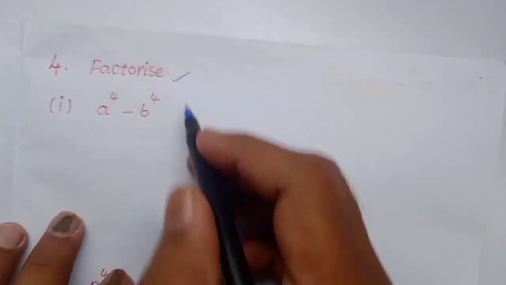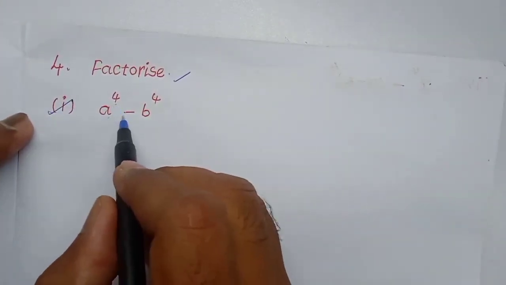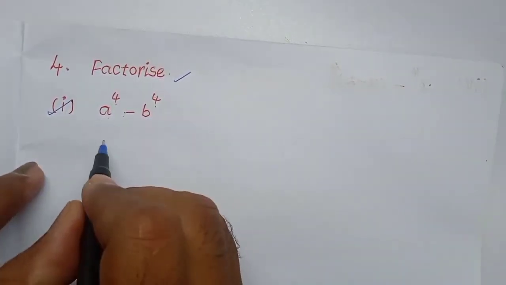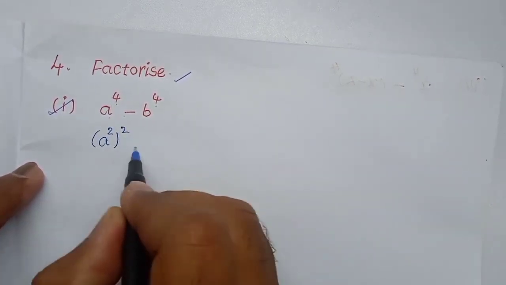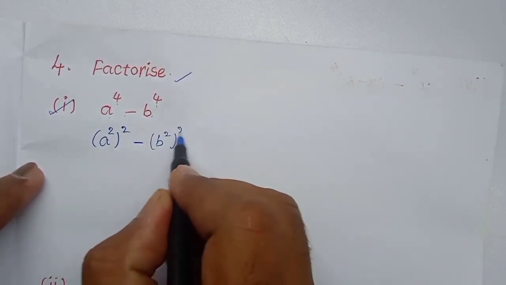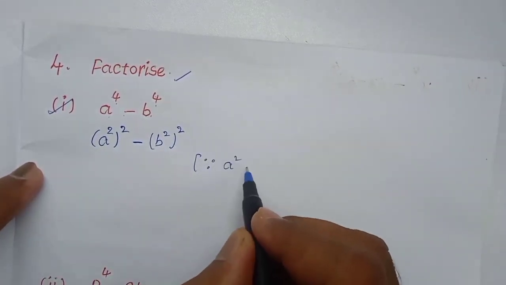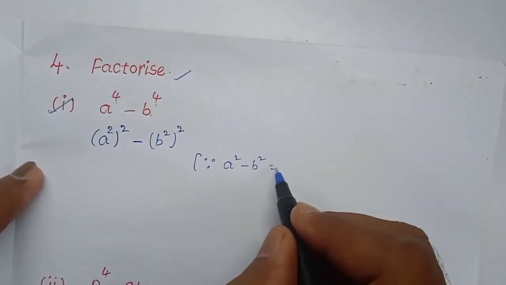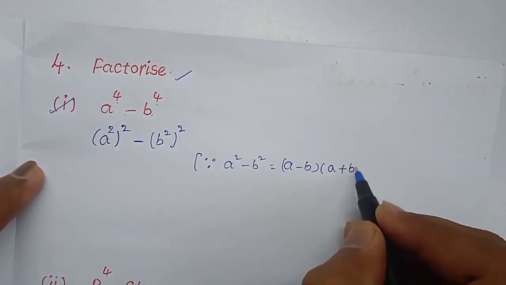That is factorize. In fourth question you have, the first one is a to the power of 4 minus b to the power of 4. They asked to factorize this. See, what can we write for this, a to the power of 4 can be expressed as a square whole square minus, and b to the power of 4 can be expressed as b square whole square. Now see, these are in the form of what? A square minus b square. See, whenever you have a square minus b square, the identity will be what? A minus b into a plus b.